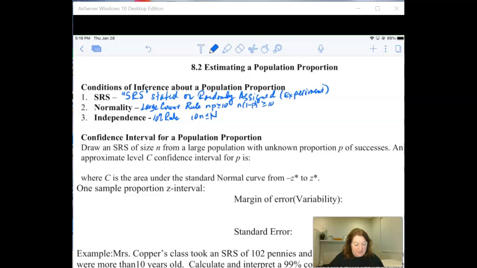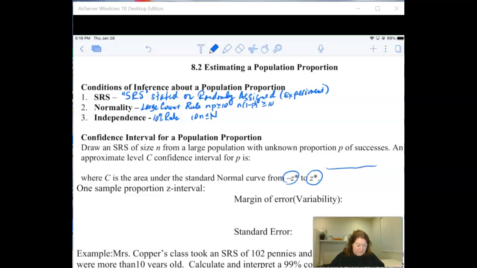All right, so the next part is actually writing up a confidence interval. Okay, so we're going to draw an SRS of size n from a large population where we don't know the true proportion of something. So we're going to create a confidence interval and say we believe that the true proportion p is between these two values, right? And again, the percentage of confidence is going to be related to our negative z and our positive z.